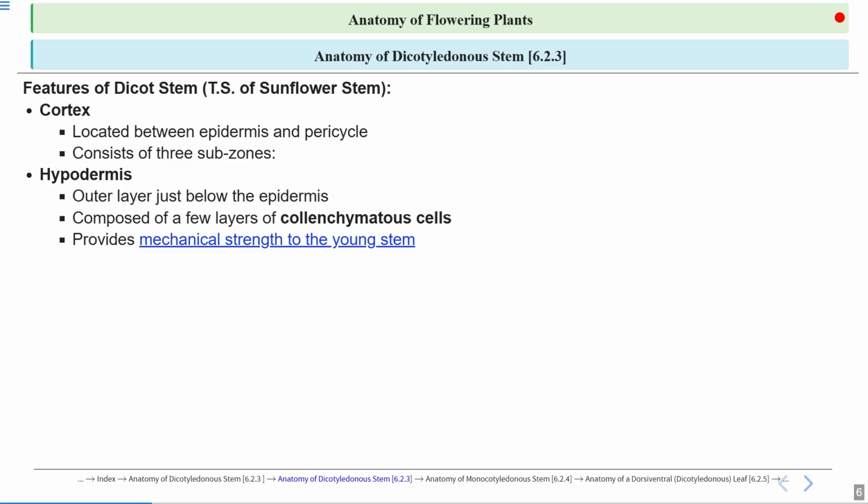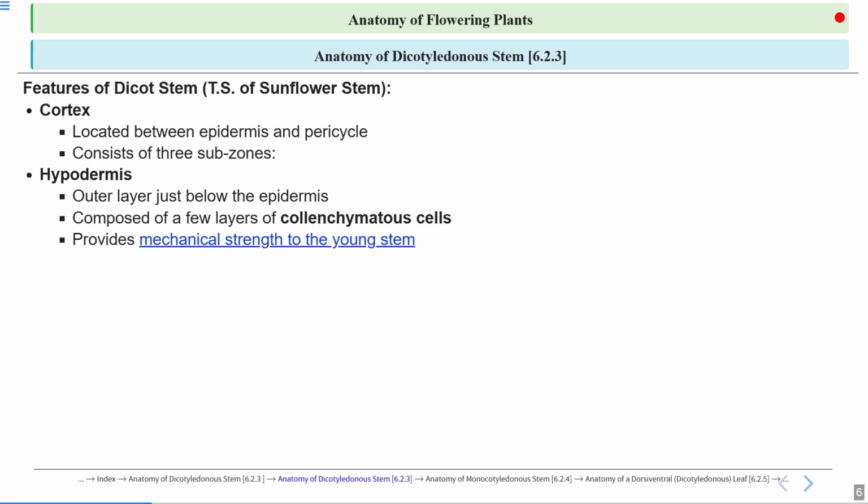What type of cells are collenchymatous cells, if you remember? They do not have intercellular spaces. First point. If you see the parenchyma cells, they have intercellular spaces, right? But collenchyma cells, in the structure of the collenchymatous cell, at the end walls or the corner walls, there is a deposition of lignin substance.